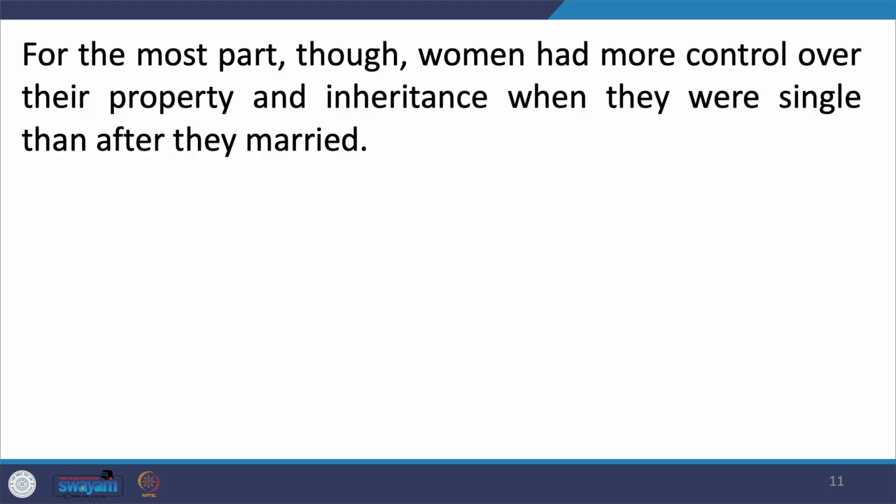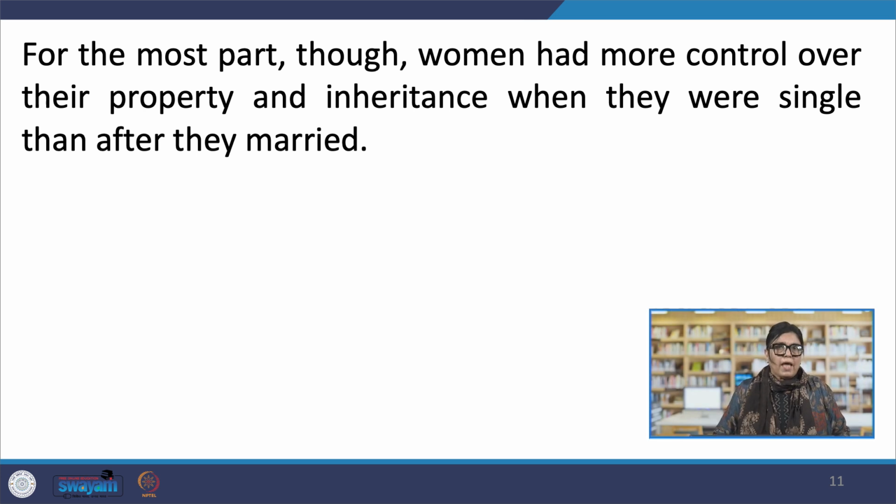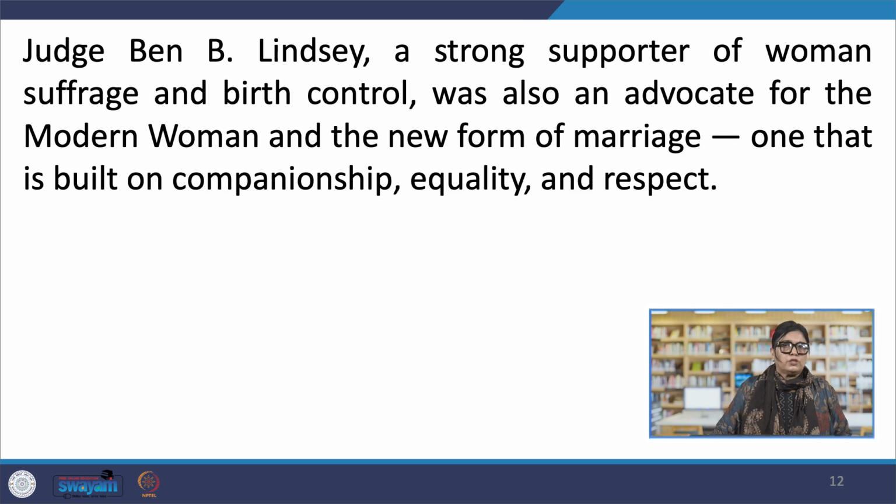One of the areas that was most up for debate for unmarried women was their rights to property. For the most part, women had more control over their property and inheritance when they were single than after they married. Unmarried women could receive a trust, could act as executor of a will, and could inherit property that she could act as administrator to.